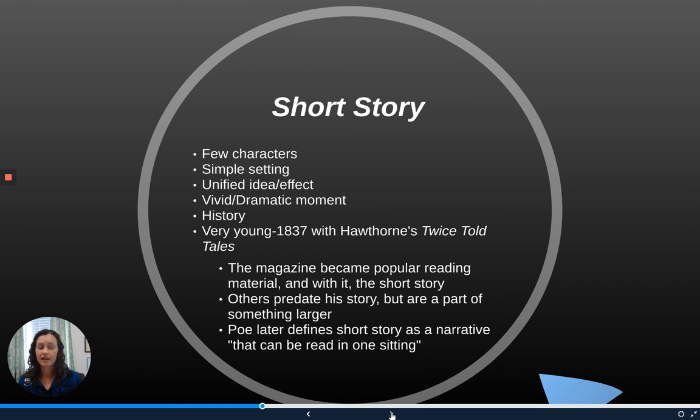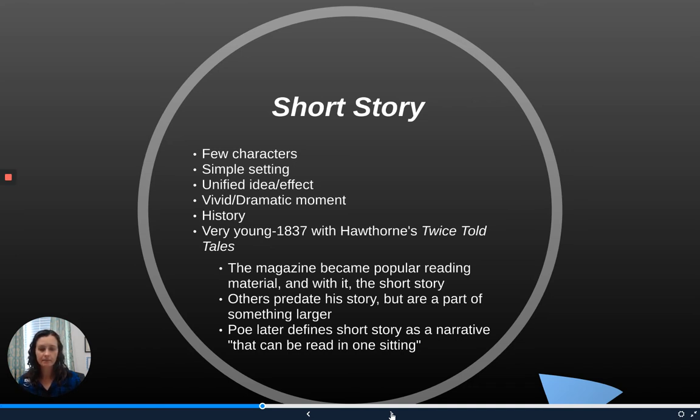Just a little bit of history. They're actually pretty young. Short story is a young type of fiction writing. In 1837, Hawthorne wrote Twice Told Tales, which was a collection of short stories. And so the magazine became really popular. He published all of those little short stories.